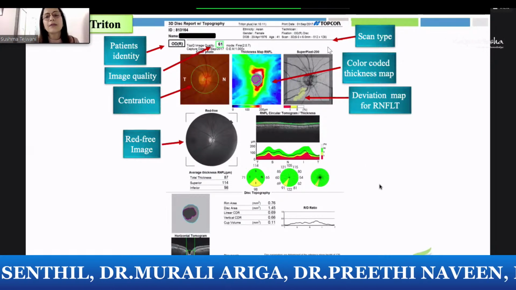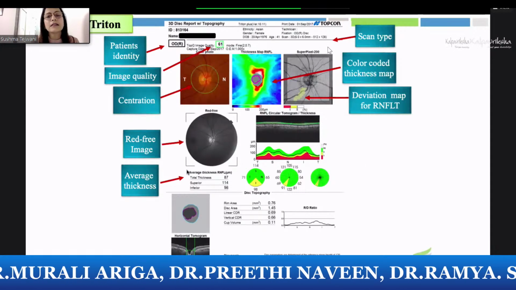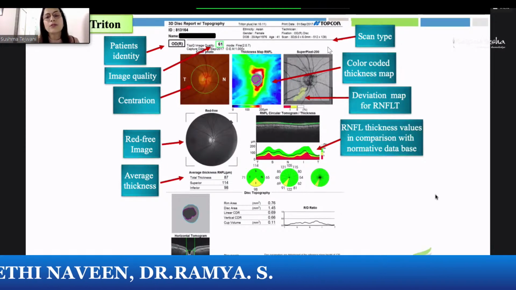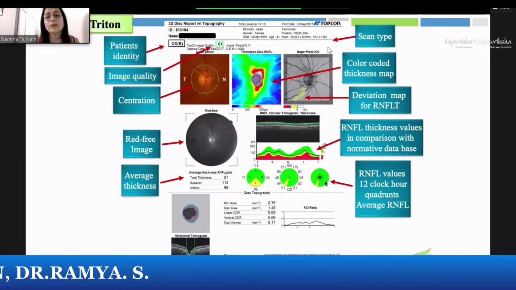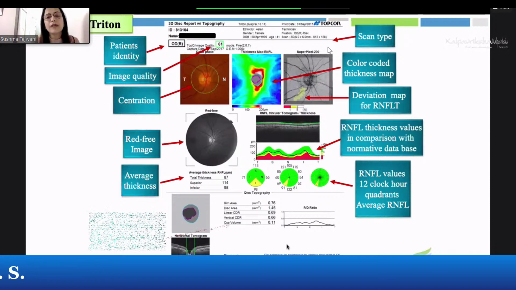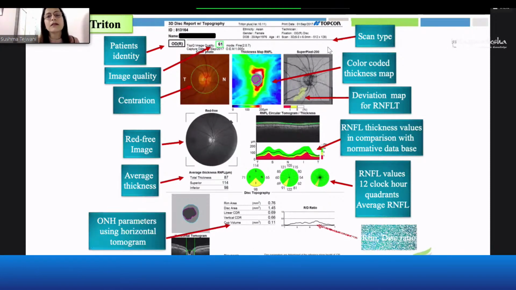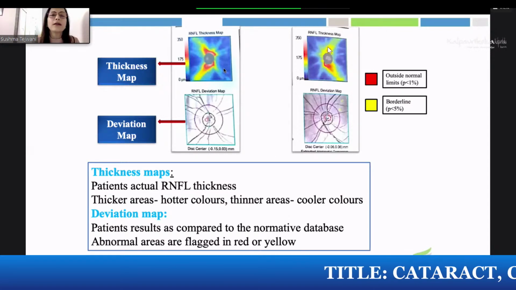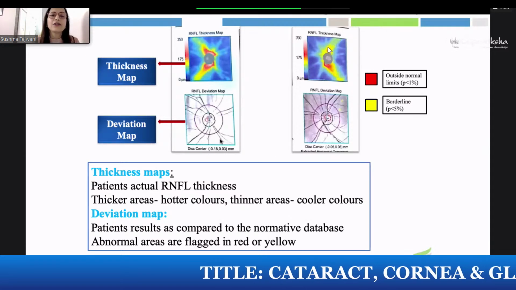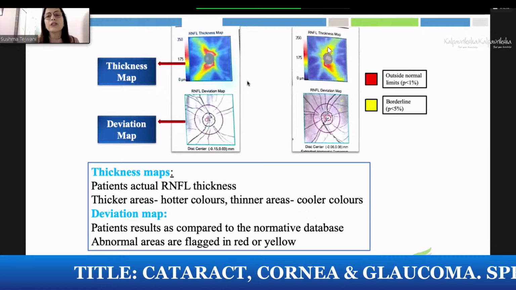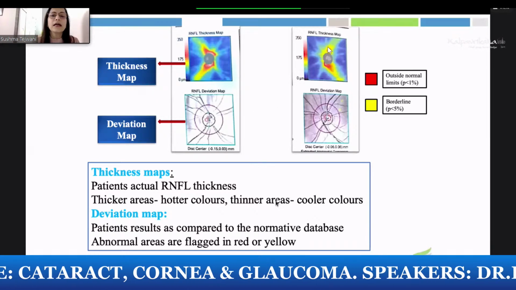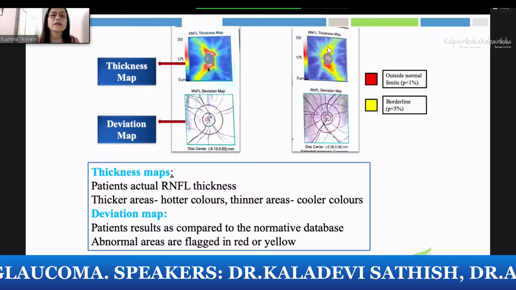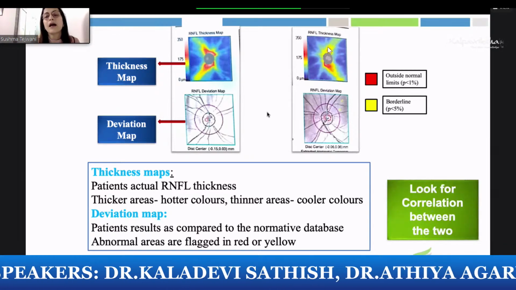This is a red-free image to pick up RNFL defects. This gives you the average thicknesses, this is the RNFL thickness values in 12 clock hours, this is a TISNET graph, and this gives you the ONH parameters and the rim disc ratio. What is important to understand is that the thickness map and deviation map should correlate with each other. Their color codings are opposite. So you need to look at that: this is a comparison with the normative database, and this is the patient's absolute thicknesses.